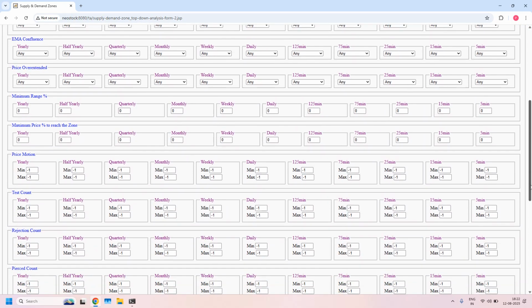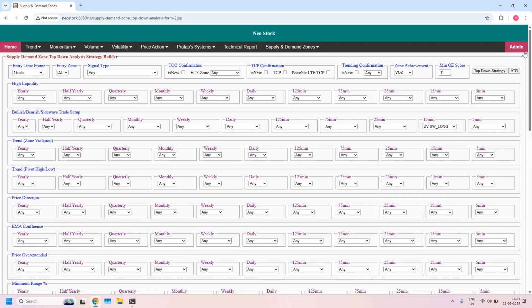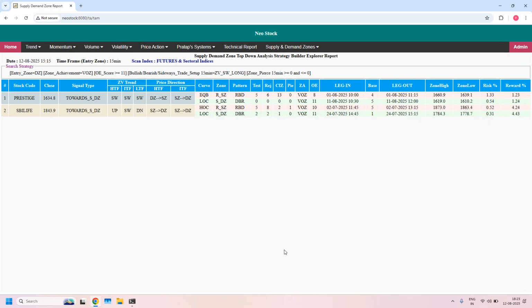So in the pierced count parameter, at entry time frame 15 minutes, I am setting minimum value 0, maximum value 0. That means pierced count is 0. Pierced count 0 means zone is not pierced. Which zone? 15 minutes demand zone, because all the 3 filters are applied on the 15 minutes demand zone. Let's filter. We got 2 stocks. Sideways long trade setup for daily income trade. And entry time frame zones are 15 minutes demand zone. Always remember, always less than 20 checklist items you should apply.